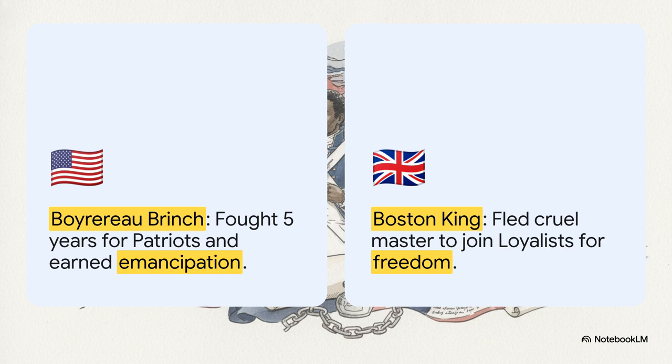On one side, we have Boitrio Brinch, who fought for 5 grueling years in the American Patriot Forces, dodging musket balls in major battles just to finally earn his emancipation. On the other side, we have Boston King, an enslaved man in Charleston who fled a cruel master to join the Loyalists, eventually securing a certificate of freedom from the British. Both men achieved liberty, but through incredibly different, dangerous wartime paths.